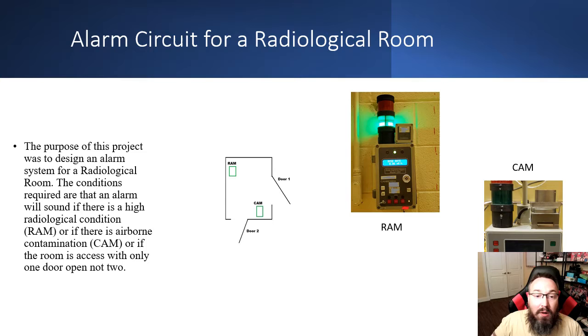doors not being open. For this, my original design considerations were that if a radiological condition occurs, which would be alerted by a RAM, or an airborne contamination limit would be reached as indicated by a CAM, that an alarming condition would be sounded to alert all the workers in the area. Additionally, the workers would be required to have both doors open as a means of ingress and egress to the room, so an alarm condition would be set if only one out of the two doors were open.